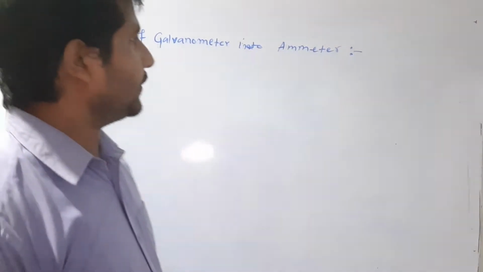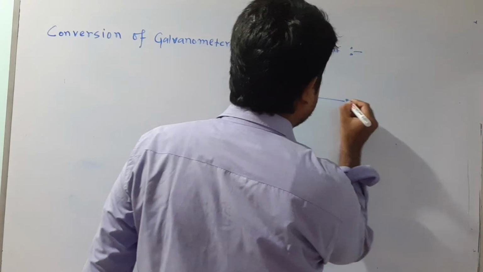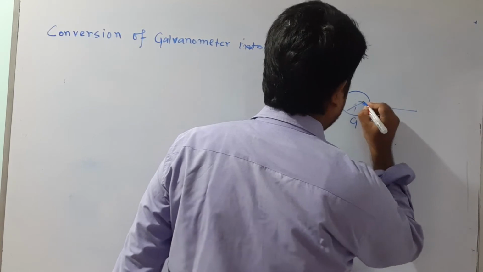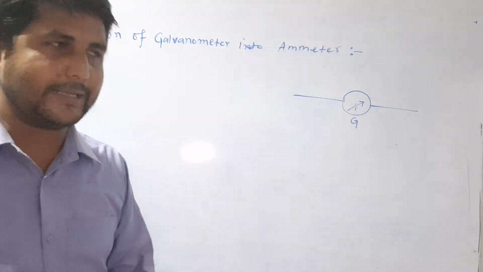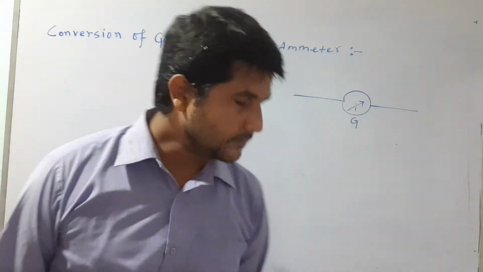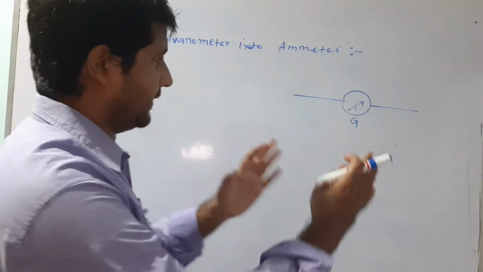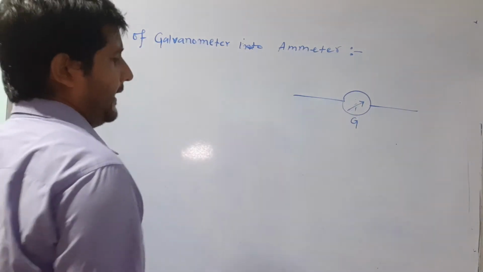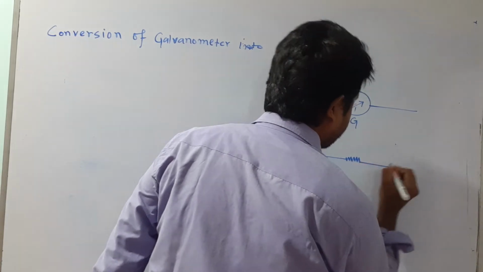Now, how to convert a galvanometer into an ammeter? This is a galvanometer, and we want to convert it into an ammeter. What is an ammeter? An ammeter is a device which is used to measure current in a circuit. So how can we convert this device into an ammeter? For this we have to connect a low resistance in parallel with this galvanometer, and this very low resistance is called a shunt.